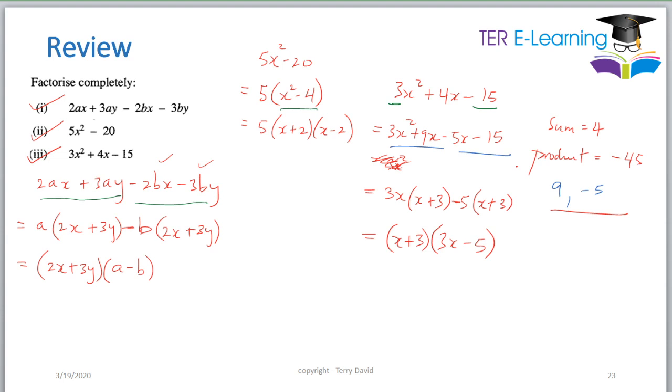So for those of you in my class, please make sure that you try to remember how to factorize a quadratic, because ever so often you're going to get a question like this. Please do not get it wrong in the exam.